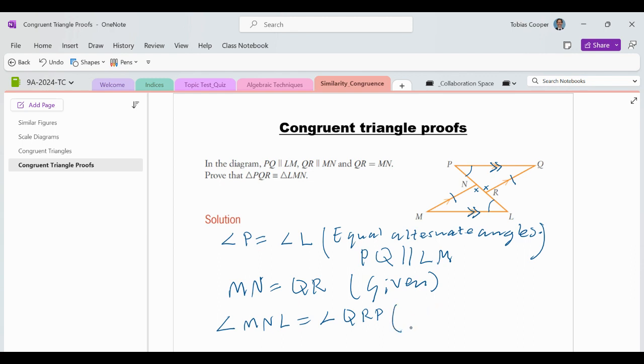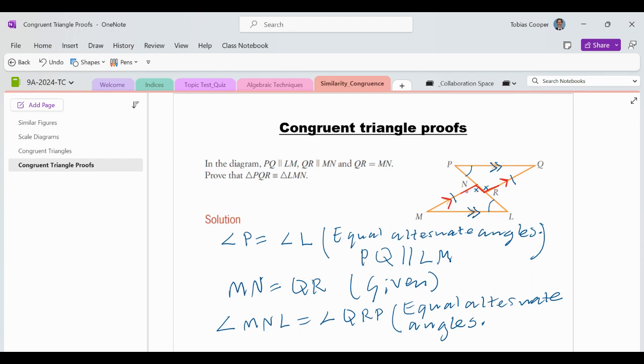Now the reason for this is equal alternate angles again. Equal alternate angles. And then you've got to say which lines you are talking about, which being parallel. Now let's have a look. We've got another pair of parallel lines here, don't we? So this line is parallel to this line. And if you look at the Z shape we get, so you can see here there's a Z shape, isn't there?